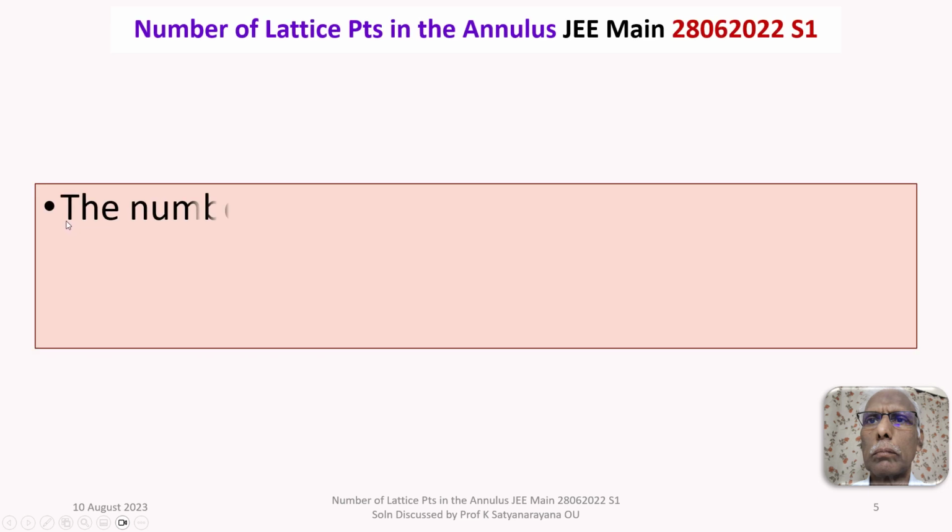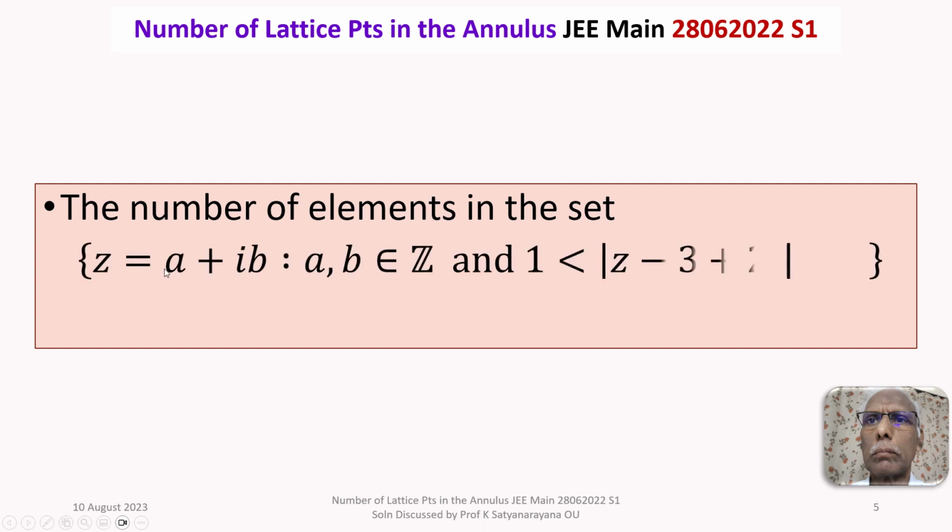The given question is: the number of elements in the set consisting of z = a + ib, where a, b belong to the set of integers, that is Z, and 1 < |z - 3 + 2i| < 4, is required. The set is given as the set consisting of z = a + ib, where a and b are integers satisfying 1 < |z - 3 + 2i| < 4.